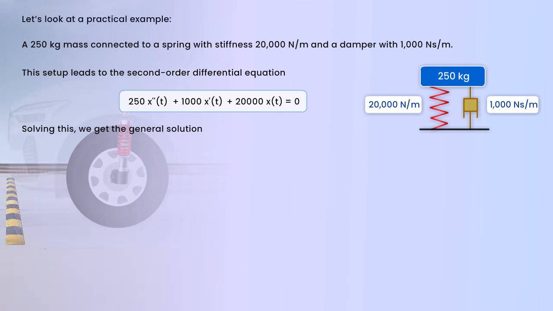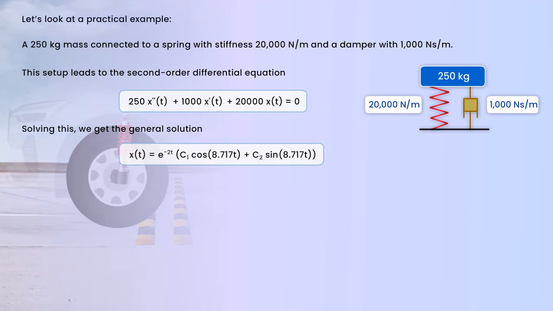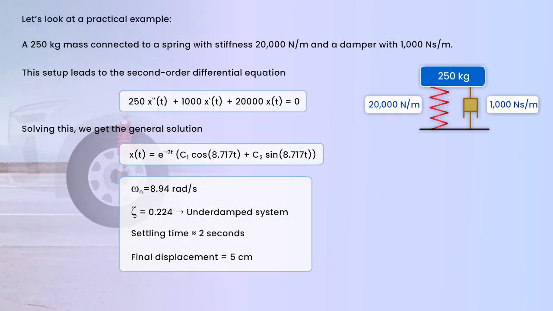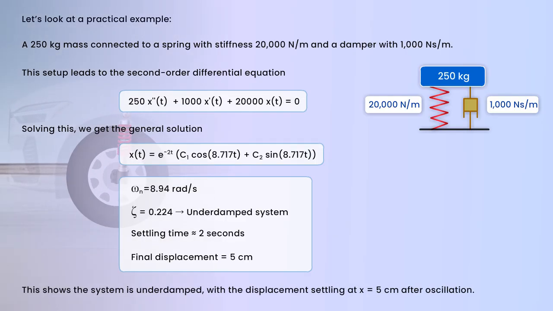Solving this, we get the general solution. From this solution, engineers calculate key values like natural frequency, damping ratio, settling time, and final displacement. This shows the system is underdamped, with the displacement settling at x = 5 centimeters after oscillation.